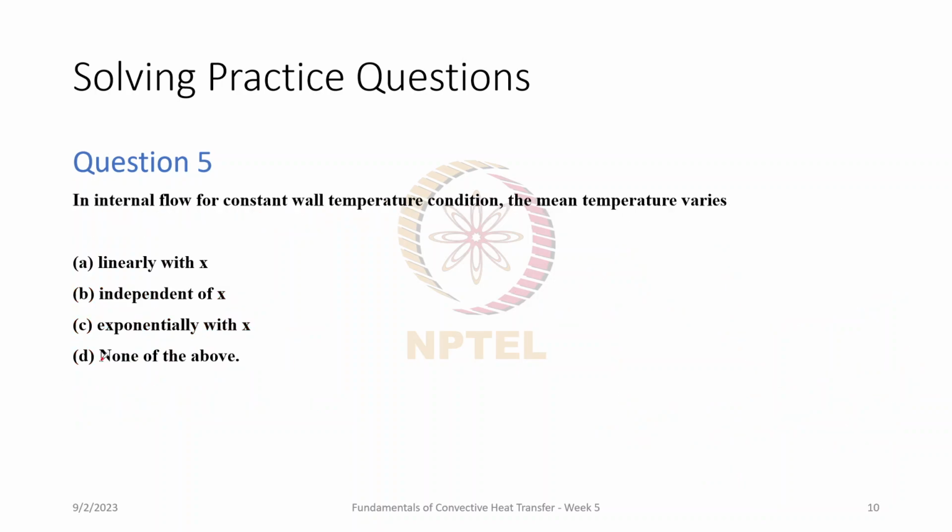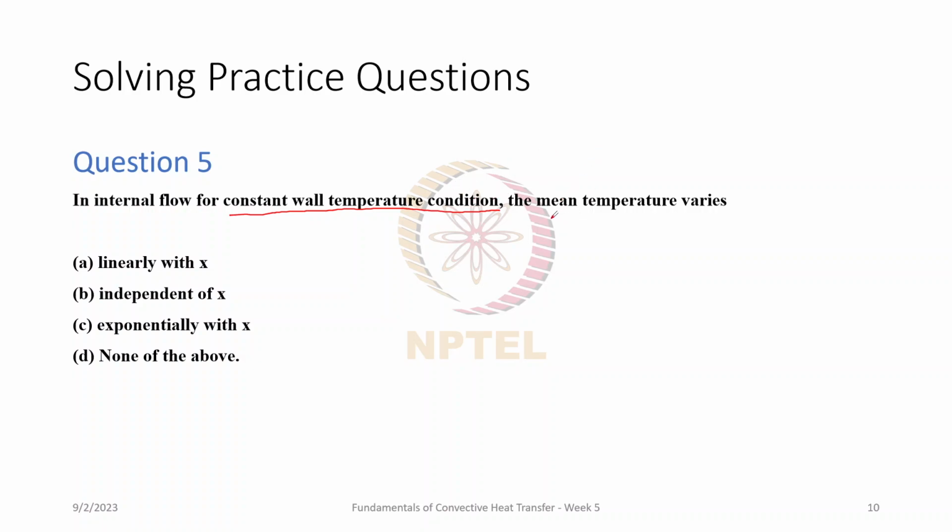We'll move along to question number 5, which is asking us, in internal flow for constant wall temperature condition. Mind you, I am mentioning a specific boundary condition now, which is the isothermal condition. The mean temperature varies how? Is it option A, linearly with x, option B, independent of x, option C, exponentially with x, or option D, none of the above?